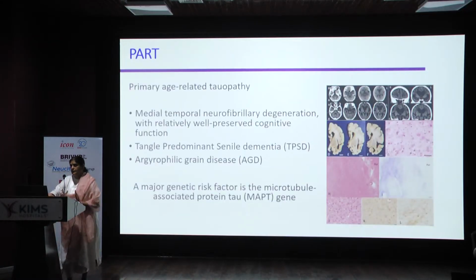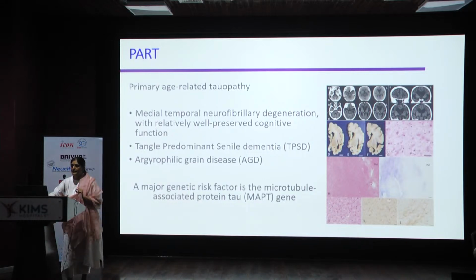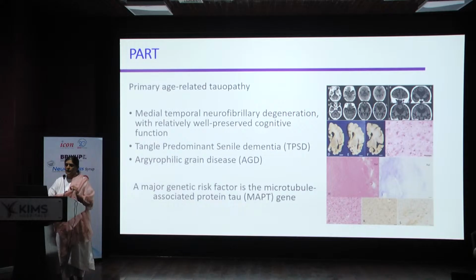PART is the other entity. Elderly age, progressive memory loss, hippocampal atrophy, but accumulating neurofibrillary tangles. They could have normal cognition, they could have dementia. Sometimes the tangles can accumulate inside the hippocampal areas. They are called argyrophilic grain disease. So they are little inclusions in the hippocampal regions. Here it is not ApoE, it is not the Alzheimer's gene, it is a MAPT gene that you typically see in frontotemporal dementia.